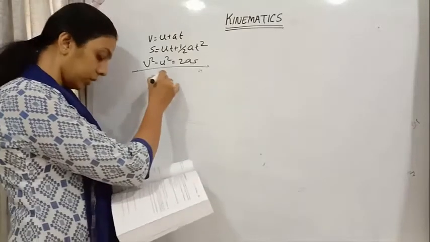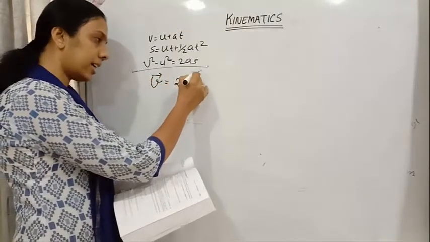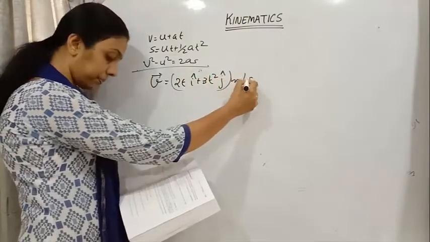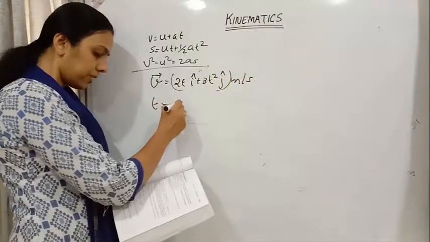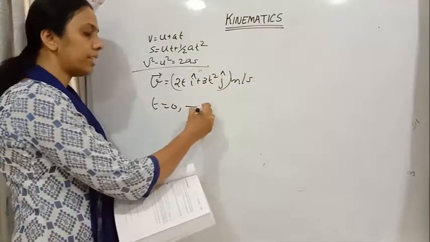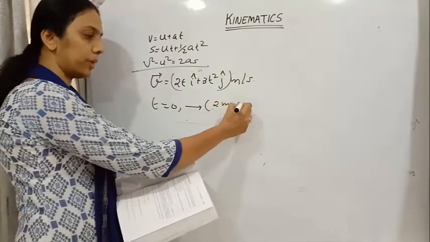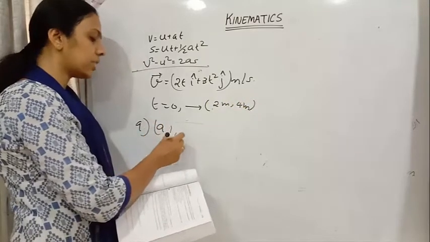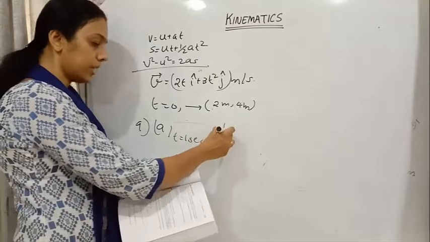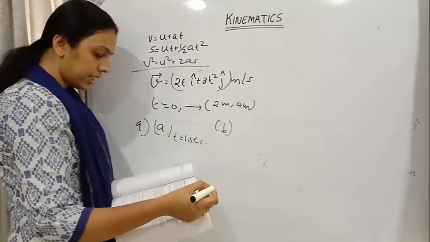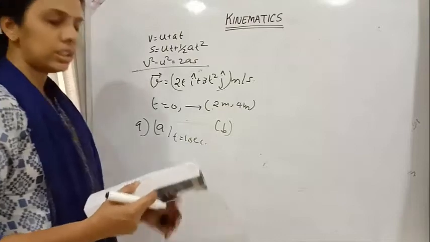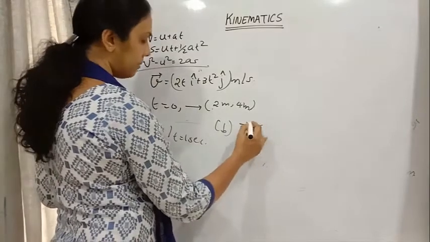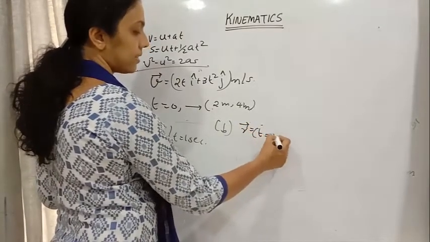So in the question, velocity v equals 2t i cap plus 3t square j cap meter per second. At time t equals 0, the particle starts from the coordinates 2 meter, 4 meter. Find the acceleration of the particle at time t equals 1 second. That is the first one. Second question is the position vector and coordinates of the particle at time t equals 2 seconds. Position vector, r, we also need to find at time t equals 2 seconds.